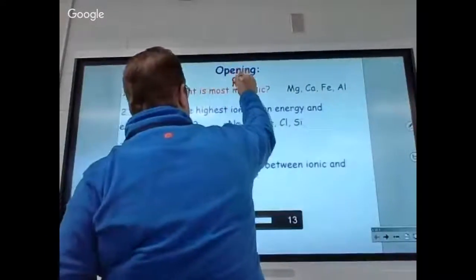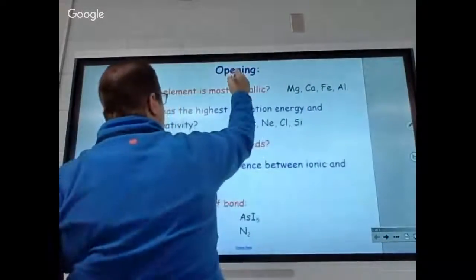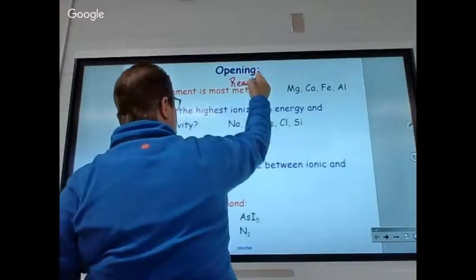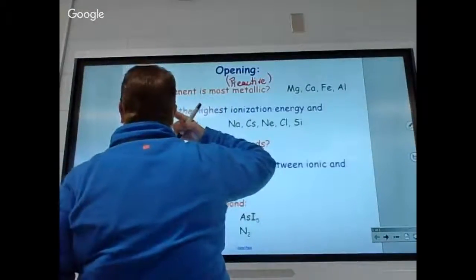Reactive. Just substitute the word reactive. Is everybody okay with that? All right, so which group is most reactive on the periodic table?